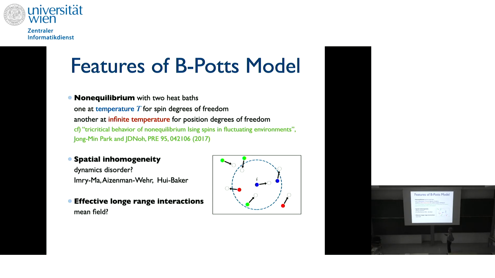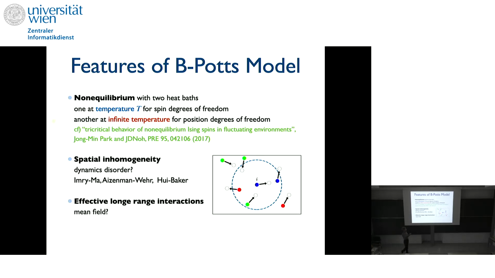In this case, the particles move in time, so this Brownian motion induces some dynamic disorder in the system. If the disorder is quenched, then there are some theoretical arguments which say that if you have a system with a discontinuous phase transition, and you include some quenched disorder, then this quenched disorder suppresses the discontinuous phase transition.